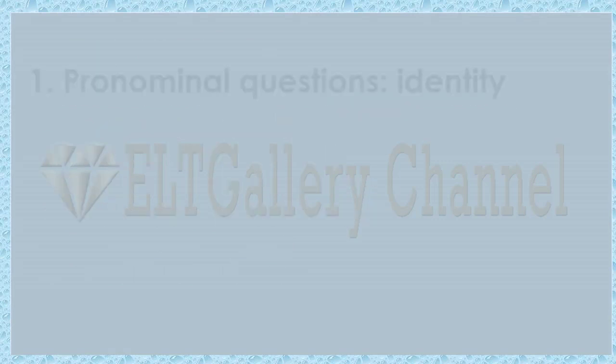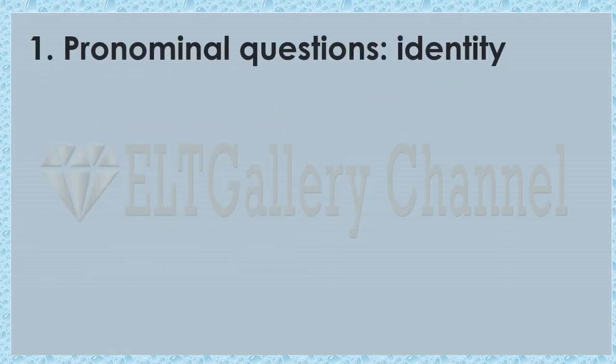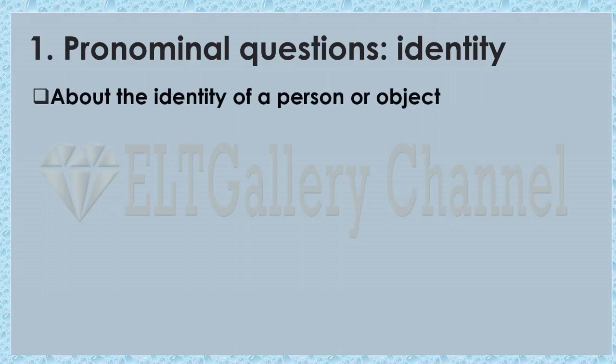Now let's start with the first question. First, it's about identity. So this is number one. This is the first type of pronominal question. It's about identity of a person or an object.